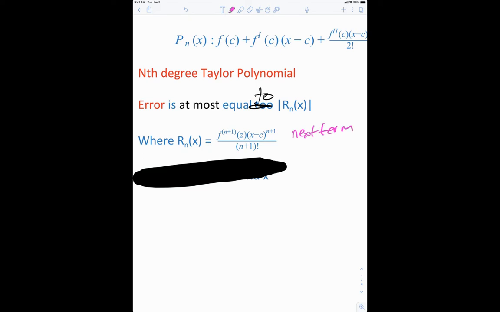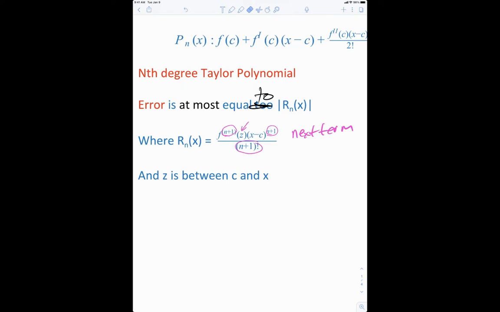Okay, so it's like the next term. So notice I went to the n plus first derivative, n plus first power, n plus 1 factorial. The only difference is I'm not going to put that c in for z. I'm just going to put a z in there. Normally that would be a c, right? I'm just going to put this vague thing called z. And z is between c and x.